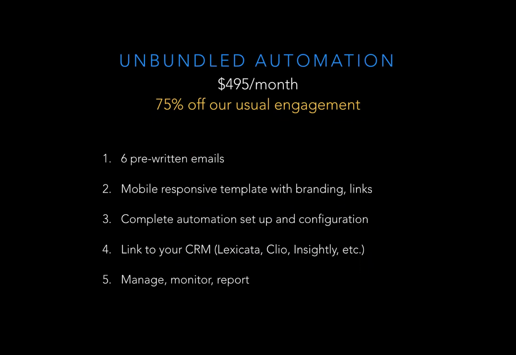So details of this is that basically we're going to take those same 6 pre-written emails. Those will be, obviously, if you're an immigration attorney, different than if you're a family lawyer, estate, whatever. So we'll take those 6 emails, we'll put them in a mobile responsive template so that anybody who gets this, whether they're on their phone, their iPad, or their screen, they're going to get a perfectly beautiful message with all your branding, your links, your phone number, your contact information. We'll set up the automation. So these 6 email messages will completely set up that automation, configure everything.